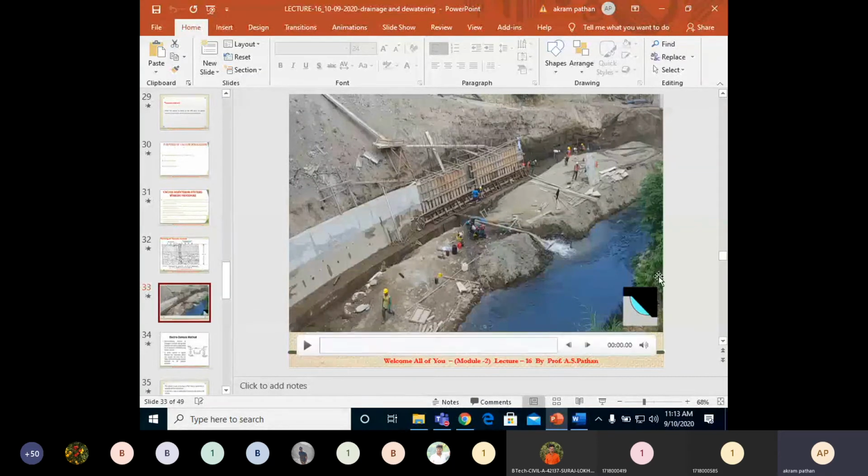Okay. So those who want to go deep into the learning process, I have already uploaded the material for the study purpose. So go there and study how the retaining wall is constructed, and how the dewatering process is done with the help of the vacuum method of dewatering systems. So this is about today's lecture.